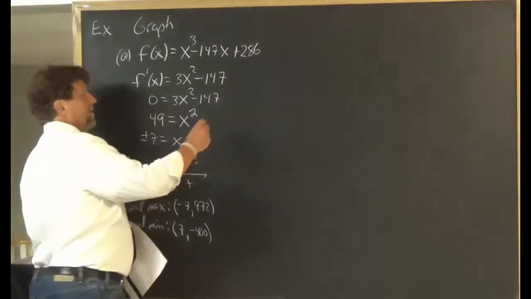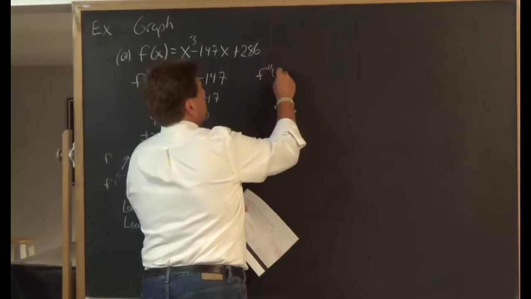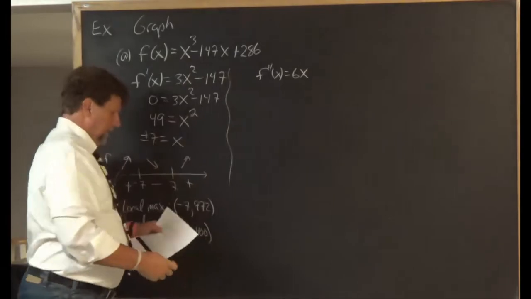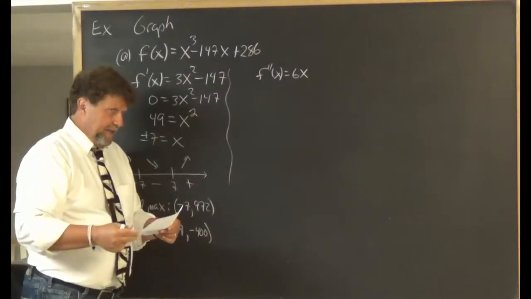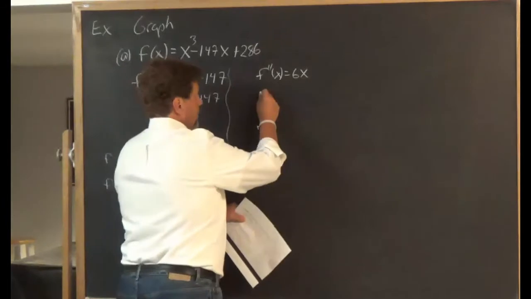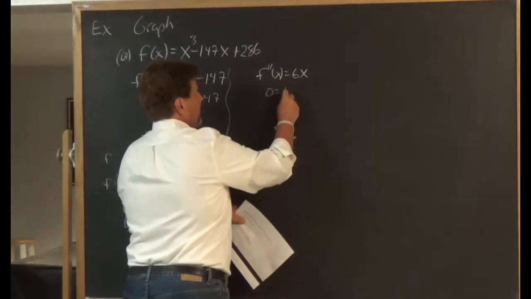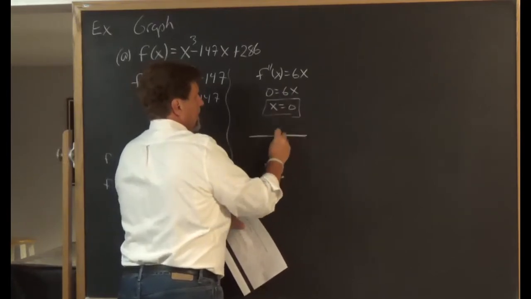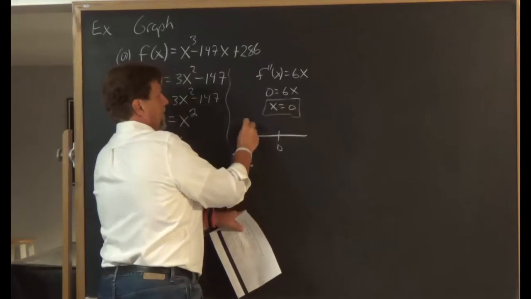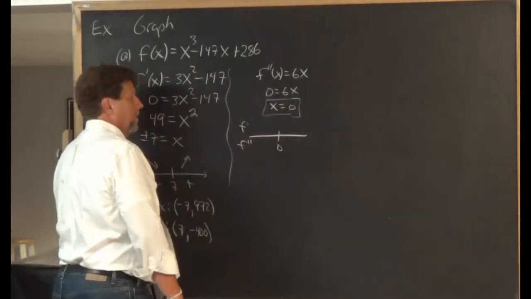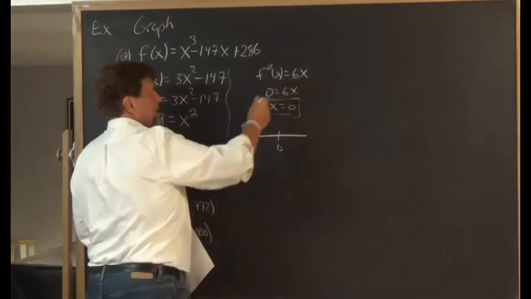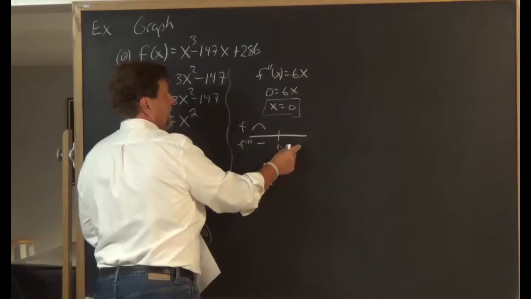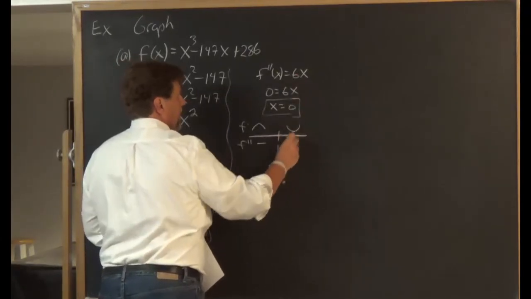Now I compute the second derivative. So the second derivative is 6x. Second derivative, well, that's equal to 0 at x equals 0. So I make a number line, I make a sign diagram. Remember, I put f double prime here, I put f here. Pick a number in this interval, toss it in to see what comes out, positive or negative. Negative, concave down. This would be positive, concave up.